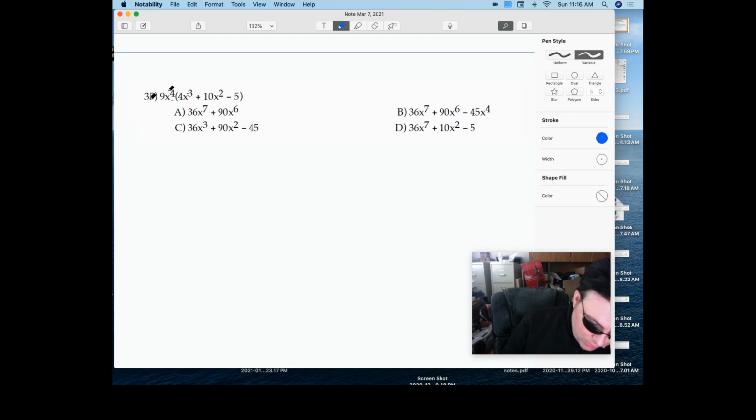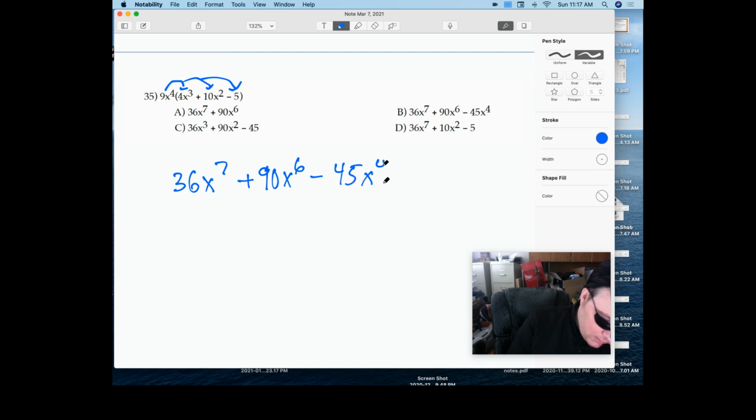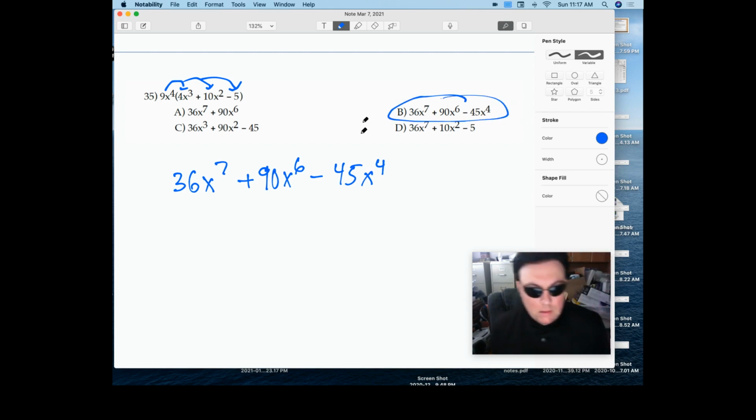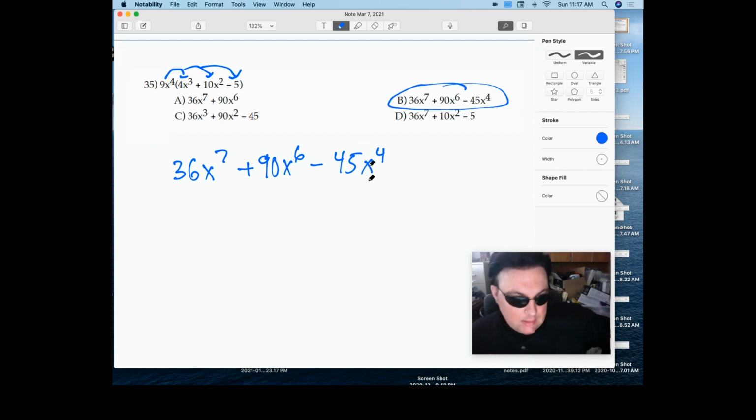So keeping it going. All right, just more values, but more of the same. So you're going to distribute. And we get 9 times 4 is 36. Fourth and third is 7. Plus 90x to the 6 minus 45x to the 4th. There you have it. All right, so hopefully that makes sense.